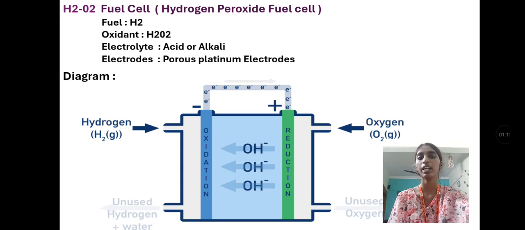In this diagram, at the anode hydrogen is supplied, at the cathode oxygen is supplied. At the anode hydrogen breaks into H plus ions and electrons to produce electricity. At the cathode, hydrogen peroxide combines with H plus and electrons to produce water.